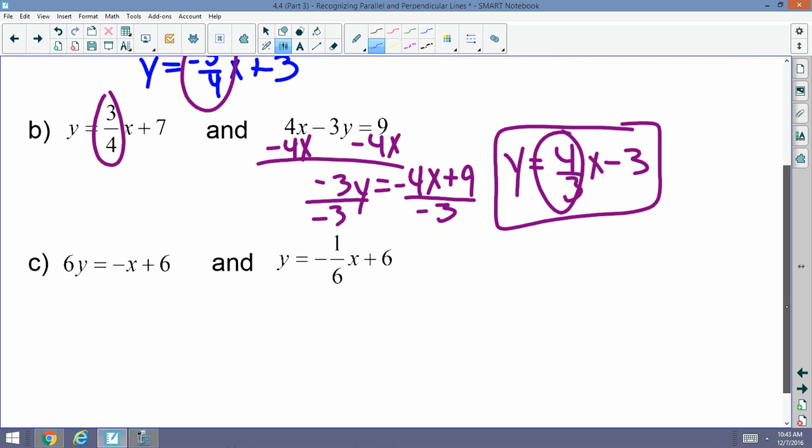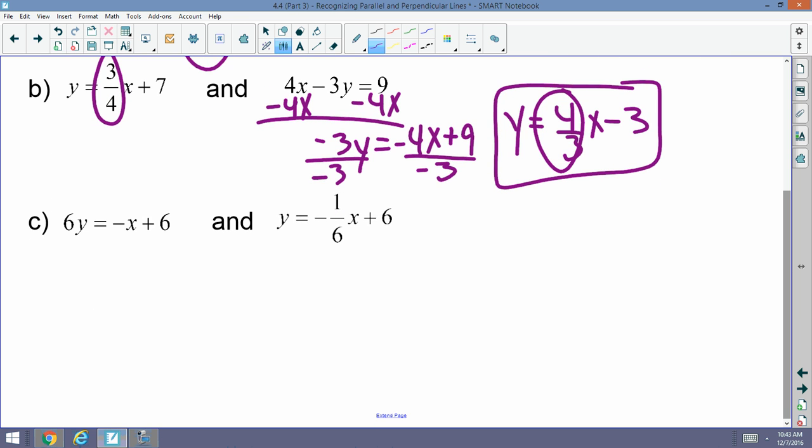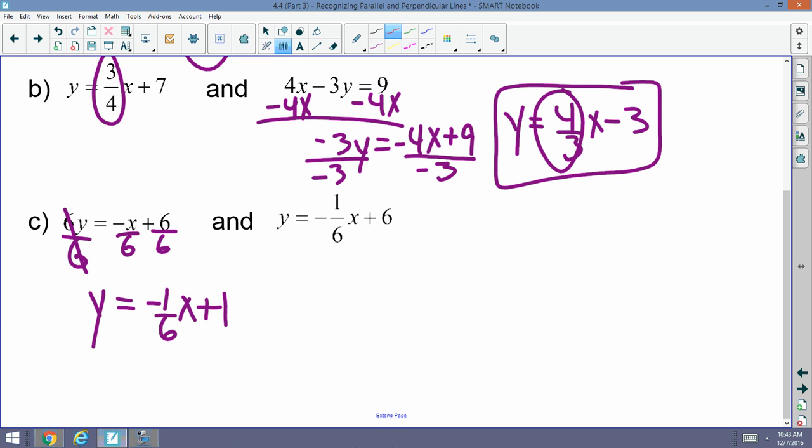Okay. Next, how can I solve for this, please? Divide by 6. Thank you. We're solving for y. So I'm going to divide 6 to every single term on the other side, giving me negative 1/6 x plus 1. Tell me, guys, are these parallel, perpendicular? They are parallel because the slopes are equal.